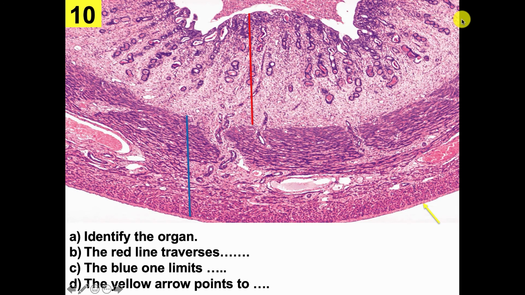Identify the organ. I have a hollow organ with a collapsed lumen, and this lining is the endometrium, because this organ is the uterus. The red line traverses the endometrium, the blue line limits the myometrium, and the yellow arrow points to the perimetrium. Notice the presence of the simple tubular glands present in the mucosa, in the lamina propria of the connective tissue of the mucosa.